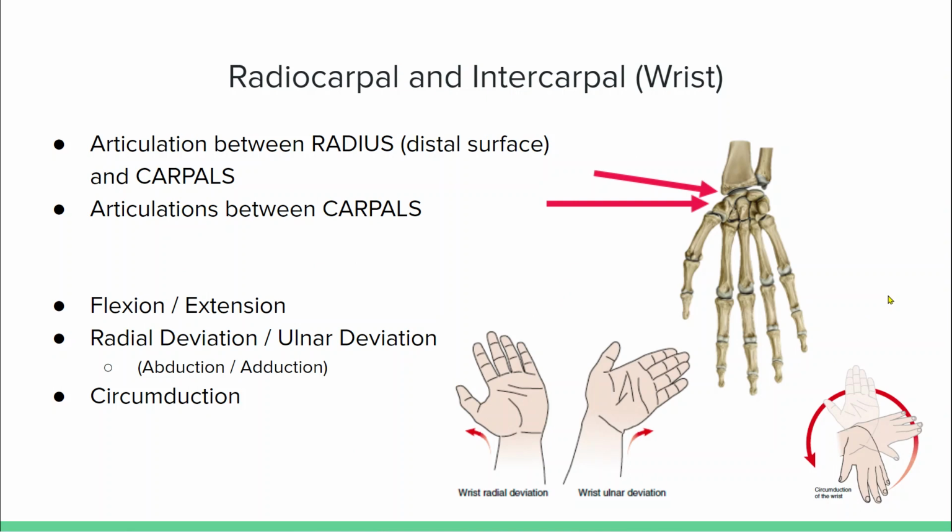Then you have your radiocarpal and intercarpal joints. It's between the radius and the carpals. At the wrist joint, you can flex and extend in the sagittal plane. And you can abduct and adduct in the frontal plane, but we call that radial deviation when we move to the thumb side where the radius is, and ulnar deviation when you move towards your pinky or the ulnar side. And since you can flex and extend and abduct and adduct, you can also circumduct your wrist.